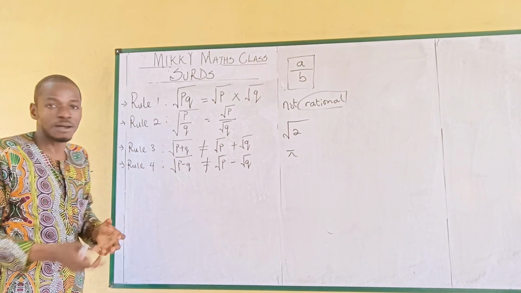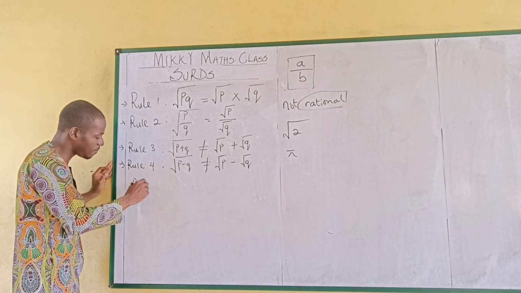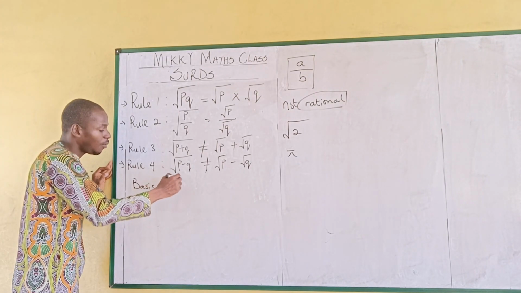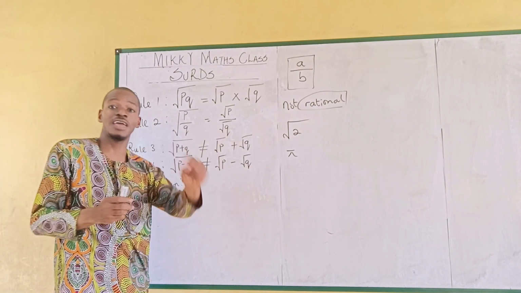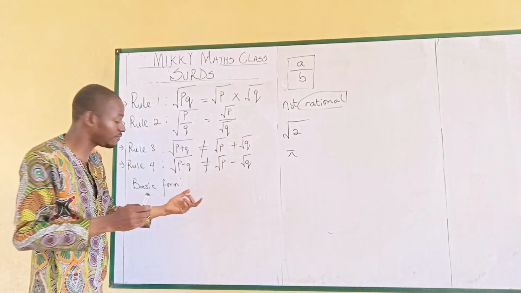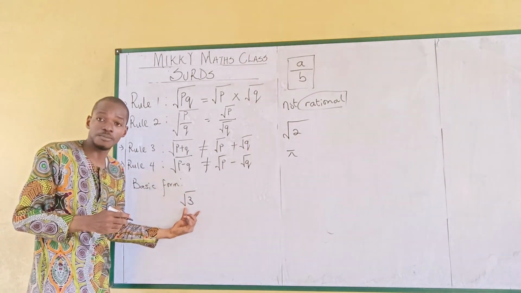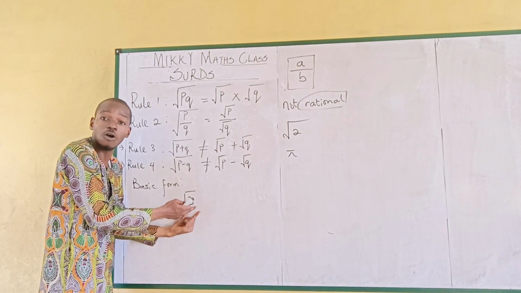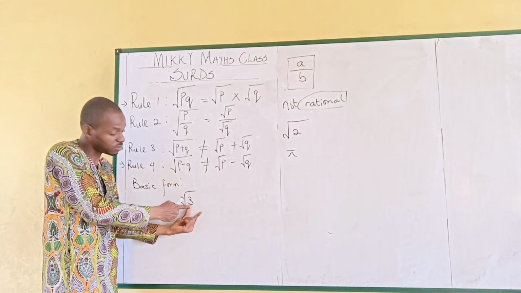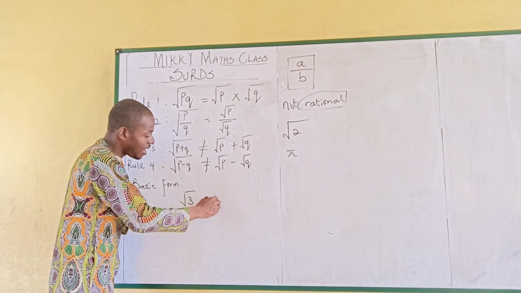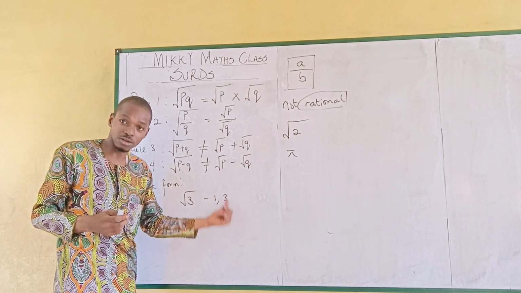Now let's take a practical example. A surd must be in its basic form. And what do we mean when a surd is said to be in its basic form? That means I cannot take a factor of that surd that is a perfect square. For example, root 3 here is in its basic form. The factors of 3 here are 1 and 3. 1 is not a perfect square, neither is 3 a perfect square. I cannot take their square root.